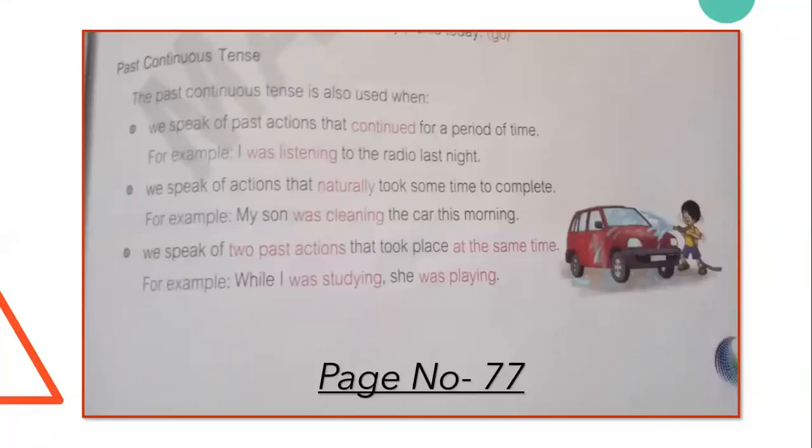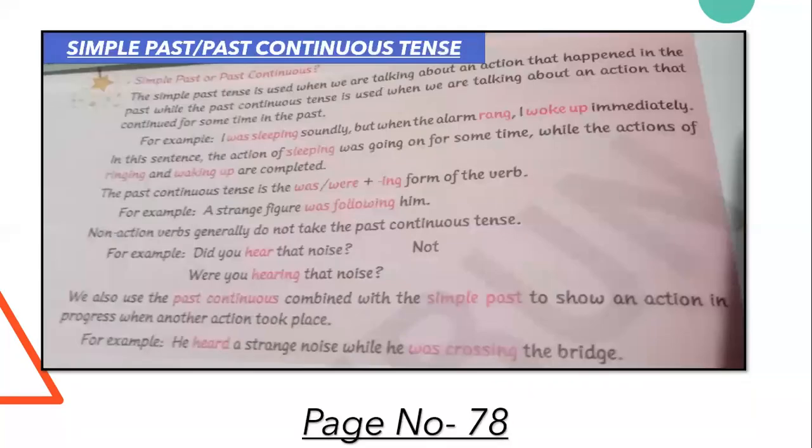So, the past continuous tense is also used when we speak of actions that have continued for a period of time, like I was listening to the radio last night. We can speak of actions that have naturally taken place and took some time to complete, like my son was cleaning the car this morning. Or we can speak of two past actions that took place at the same time, like while I was studying, she was playing.